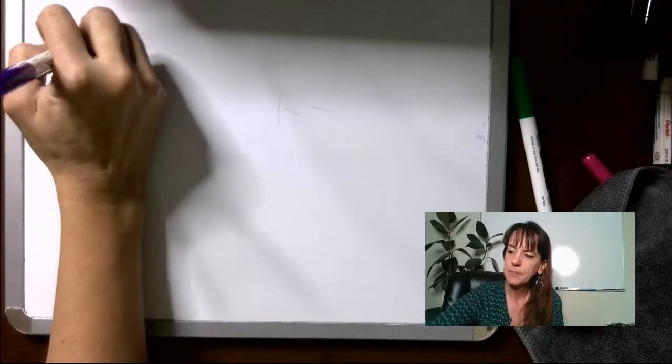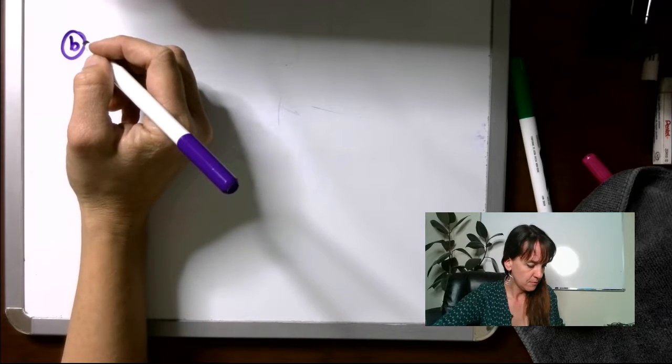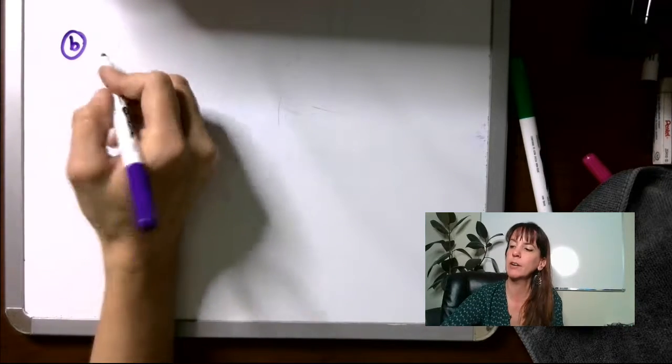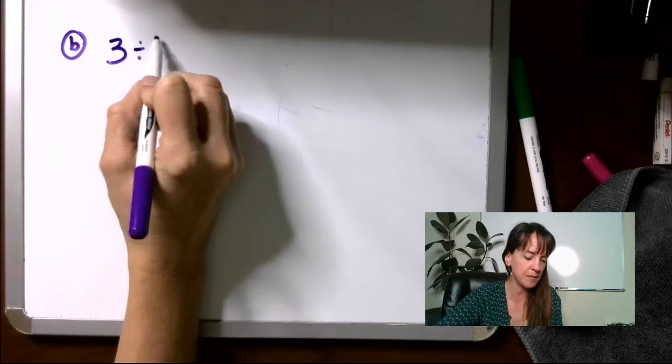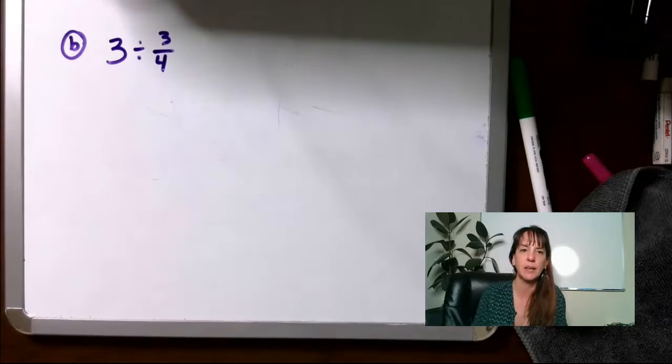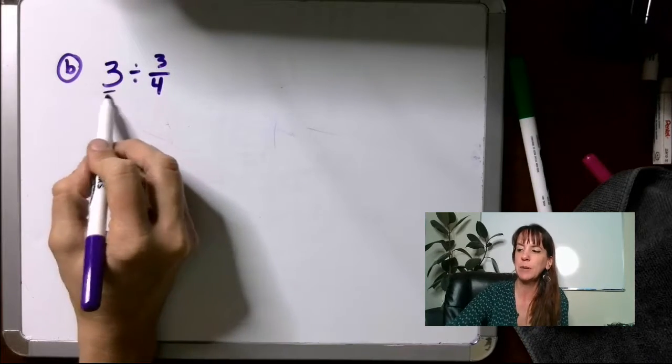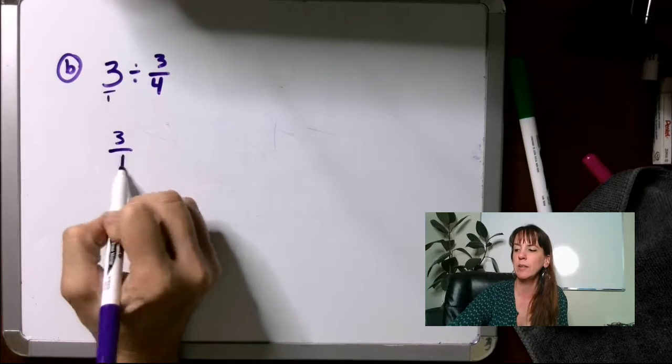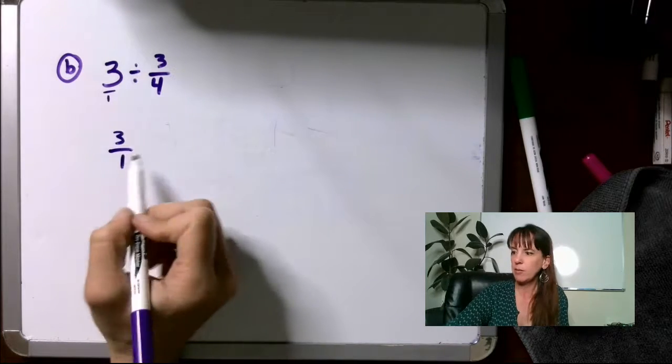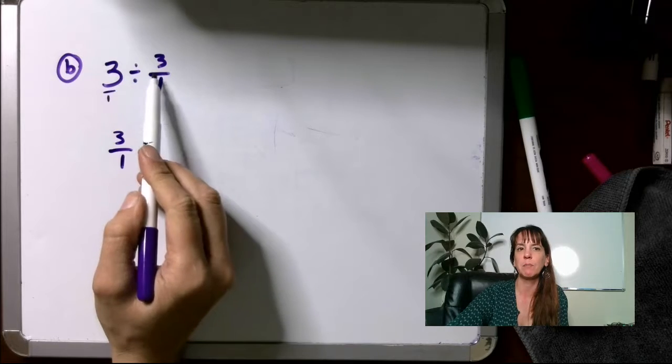Let's look for B. How many 3/4 are in 3? So we're going to take 3 and we're going to cut them up and divide them into 3/4. Well, we can turn anything into a fraction by leaving it over 1. So it's going to be 3 over 1 divided by, we're going to change that to multiplication and we're going to multiply by the reciprocal.